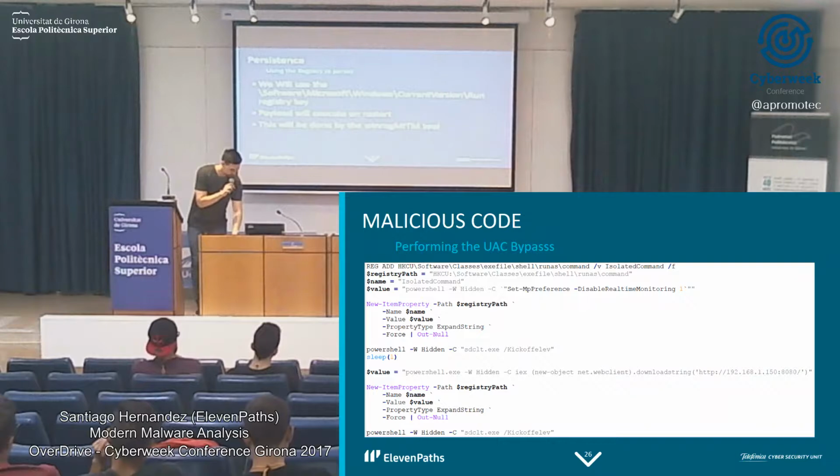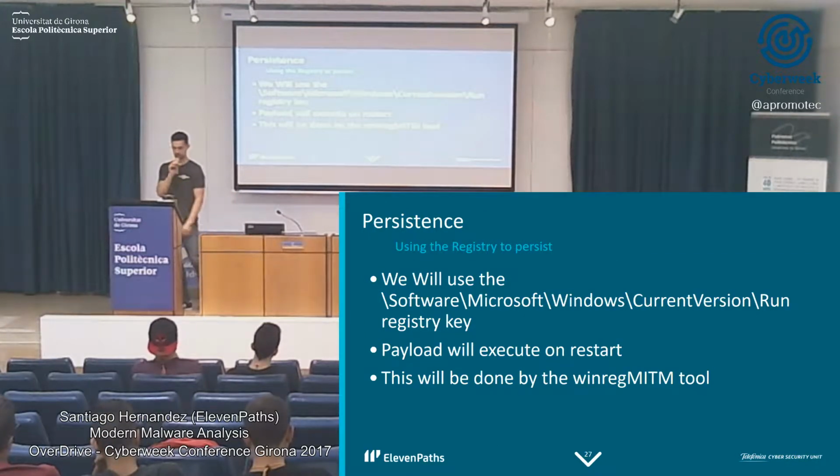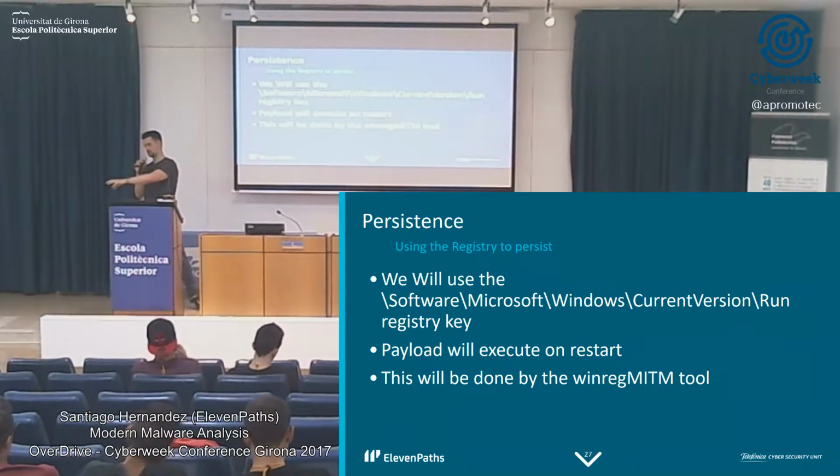Okay. So for the persistence, first of all, when we take the packet of the remote registry protocol that will insert a value in the server machine, we will intercept that packet and change the path where the administrator wants to insert that value, and we will insert it in the run key. So every time the machine restarts, our payload will be executed.